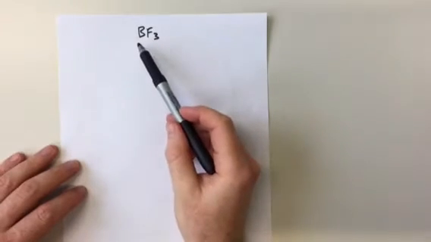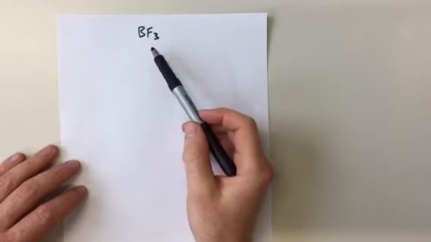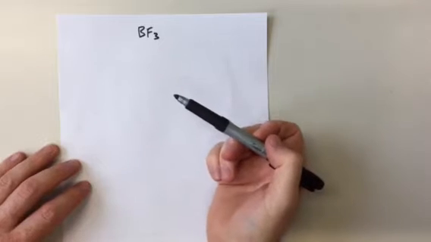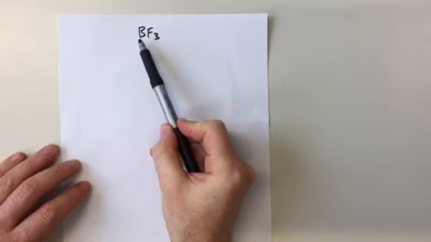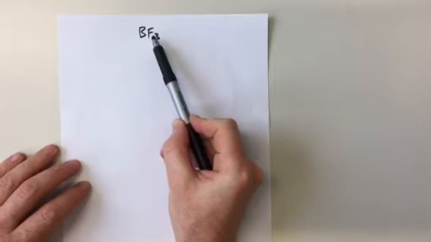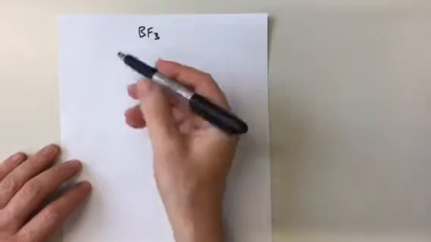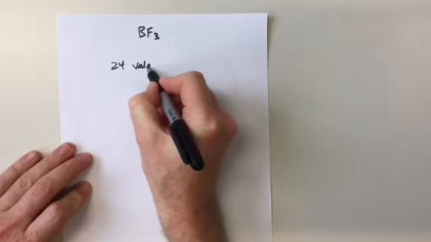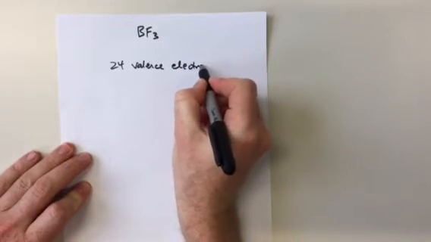Okay, this is how to draw the Lewis structure of boron trifluoride, BF3. So the first thing we have to do is count up the valence electrons. So the boron has 3, and each of these 3 fluorines has 7. So what's that? 3 7s are 21, plus 3 makes altogether 24 valence electrons.